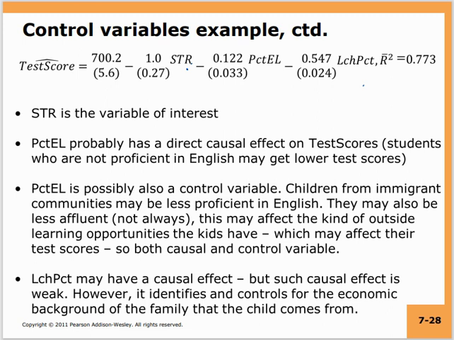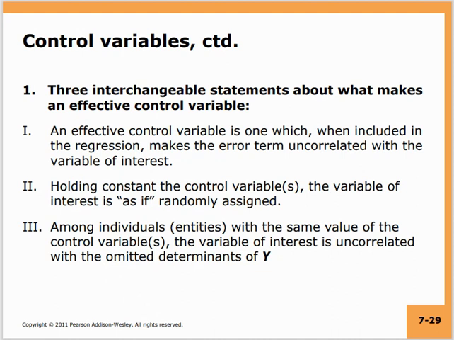However, it identifies and controls for the economic background of the family that the child comes from. So it is not necessarily that it has a causal effect, but it does control for the economic background. So we want to keep all the other factors the same, and we are controlling for the economic background.